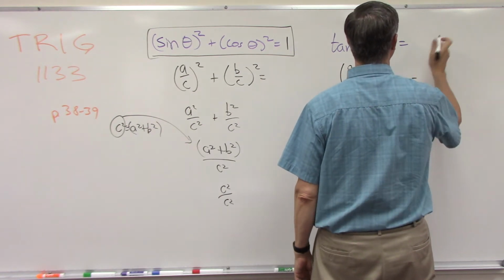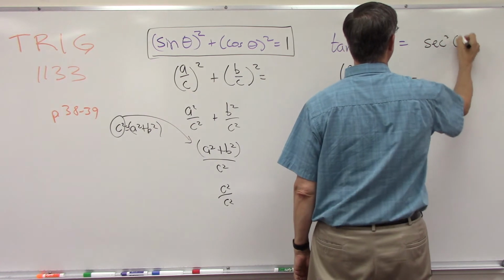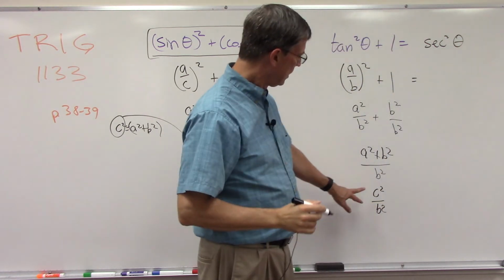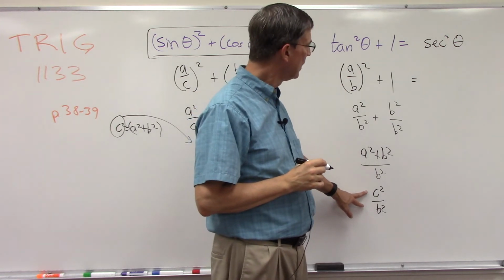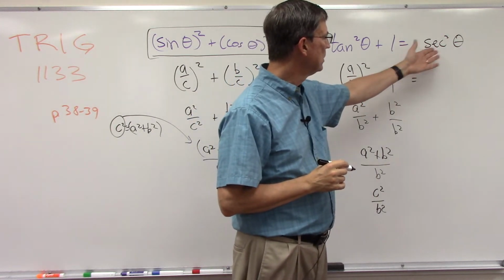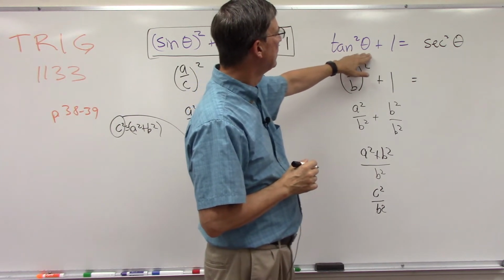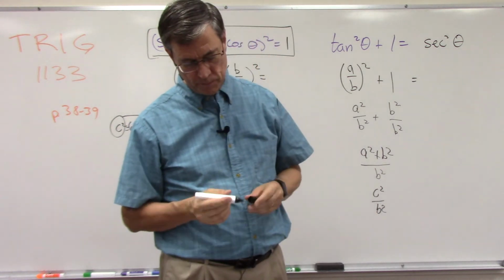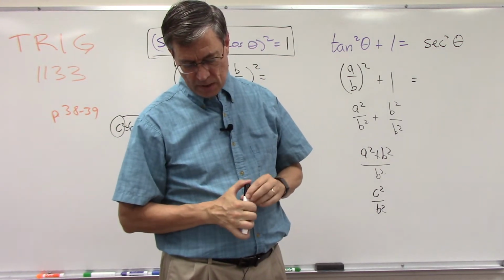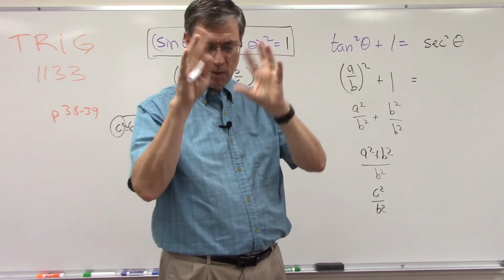So secant squared theta. If it was b over c, that would be cosine, and this is the secant, so secant squared of theta. So now we have another identity: tangent squared theta plus 1 equals secant squared theta. So I actually did number 1 for you on the top of page 39. It's kind of helping you fill in those blanks.